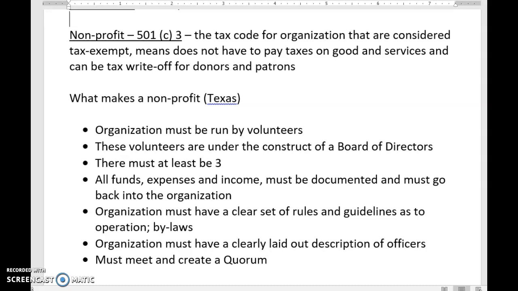All funds, this is very important, all funds, expenses, and income must be documented and must go back into the organization. Now, if you have a company or business, yes, you should be tracking every dime, every penny. If you're a nonprofit organization, by law, you have to track every dime, every penny. Why? Because you benefit from tax exemption.